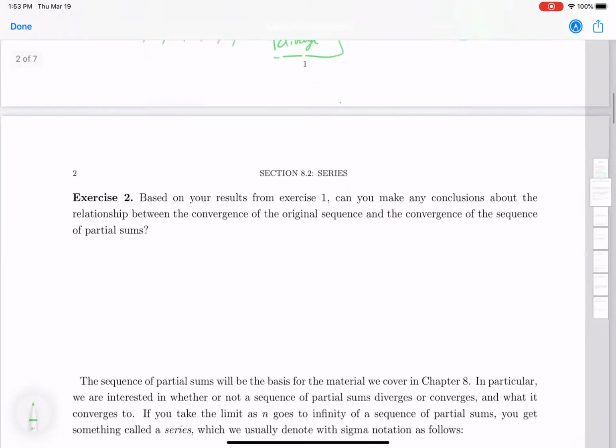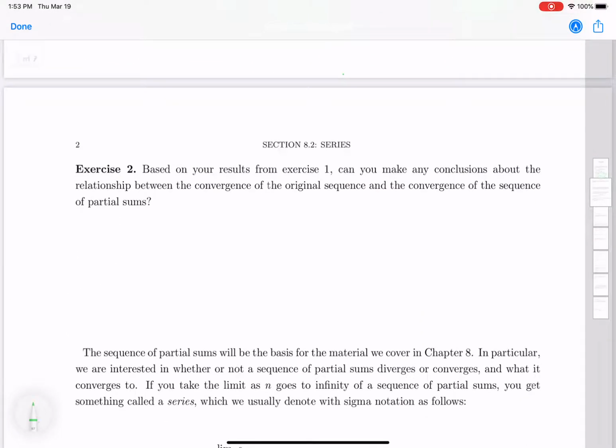All right. Oh, exercise 2. Now that we know our results from exercise 1, can we make any conclusions about the relationship between the convergence of the original sequence and the convergence of the sequence of partial sums? So pause your video now and see if you can make any conclusions or summarize what you found in the first exercise there.